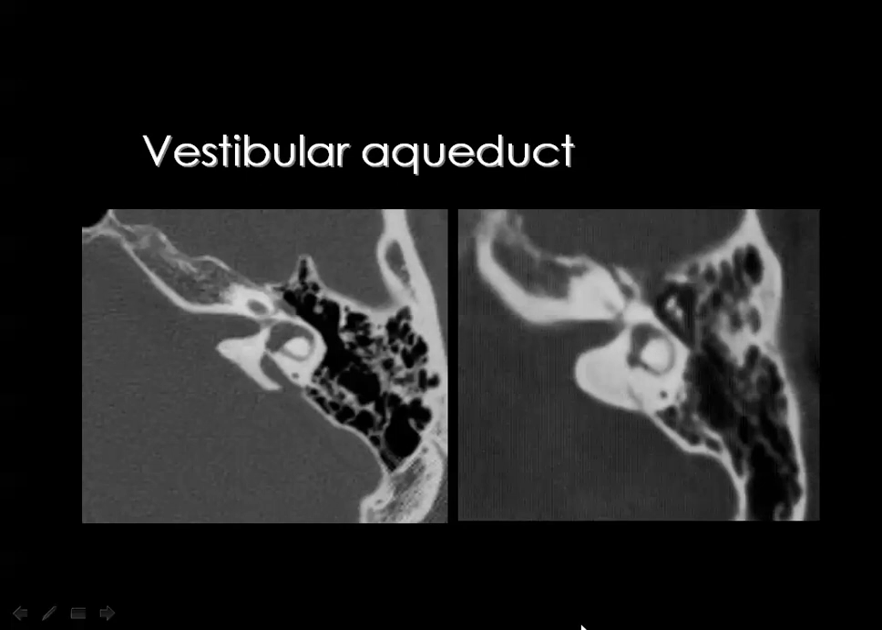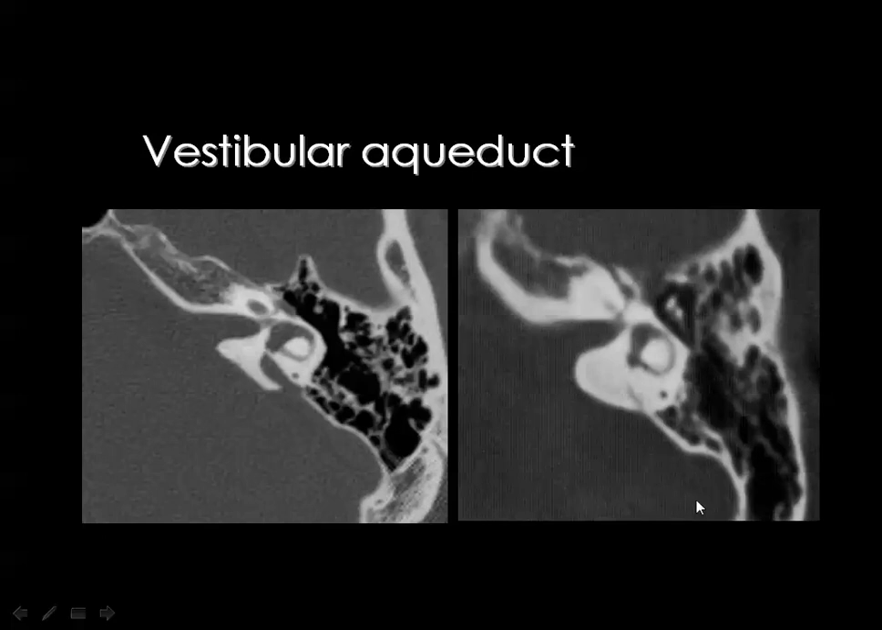Okay, then in this particular example, this is our anatomic landmark, which is the lateral semicircular canal, and this is the vestibule, and these two dots represent part of the posterior semicircular canal. Then we have two components we should see: the vestibular aqueduct, which is this very fine line here, located posterior to the posterior semicircular canal.